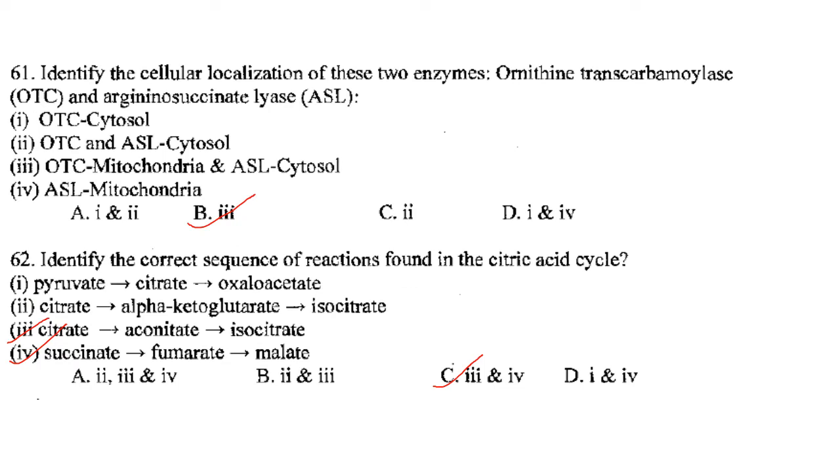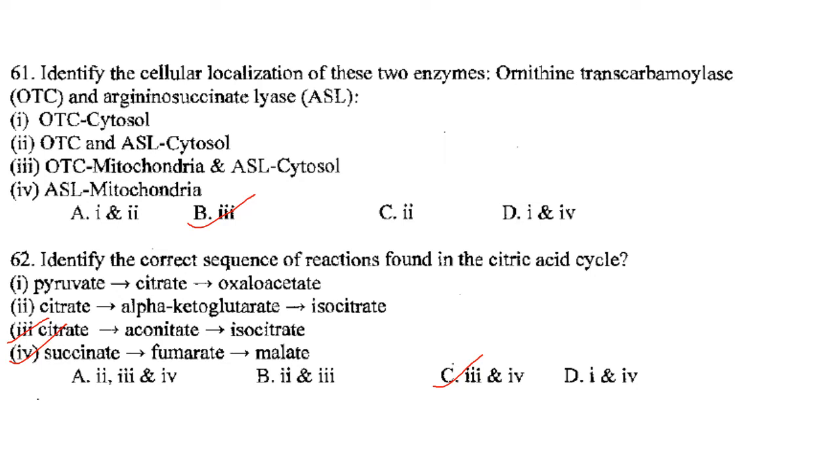Then identify the cellular localization of these two enzymes, ornithine transcarbamylase and argininosuccinate lyase. So OTC, that is ornithine transcarbamylase in cytosol, OTC and ASL in cytosol, no. It is OTC, ornithine transcarbamylase, in mitochondria and ASL is in the cytosol. So answer here is option B, that is 3 only.